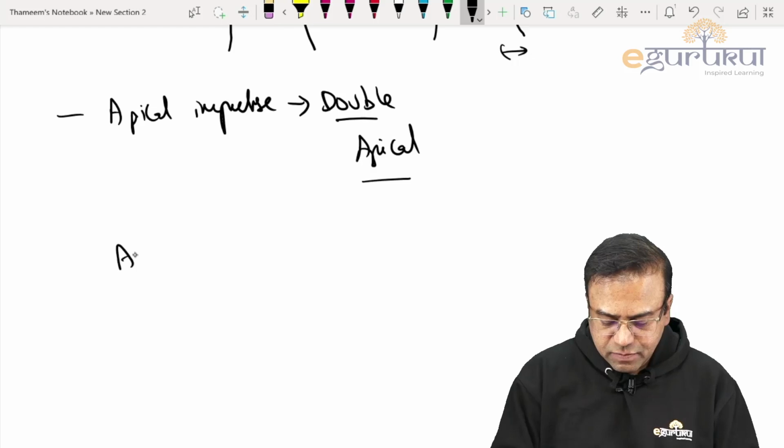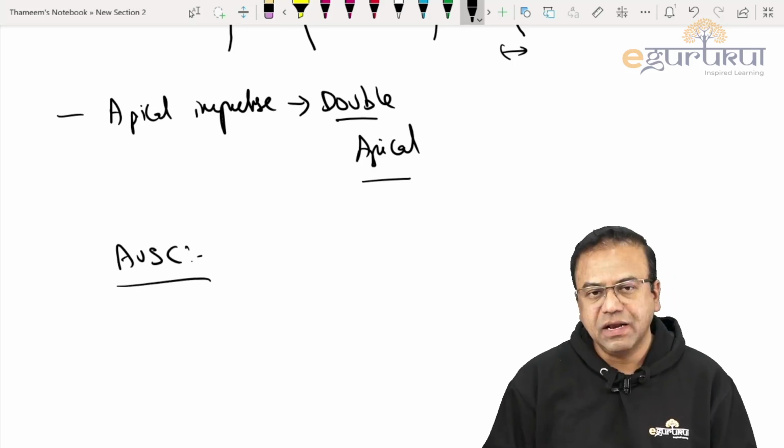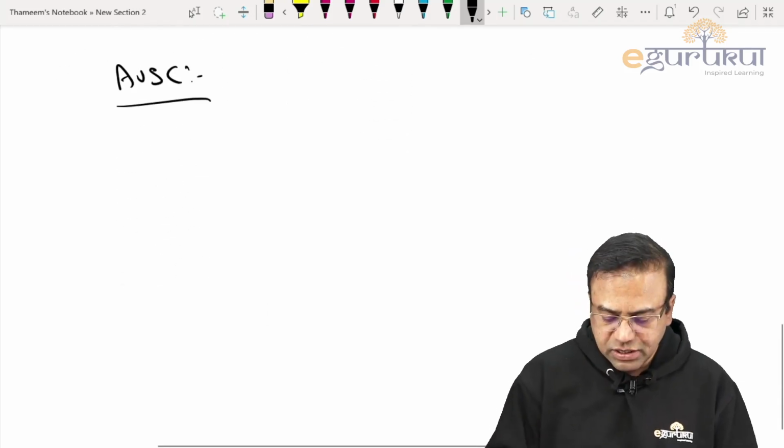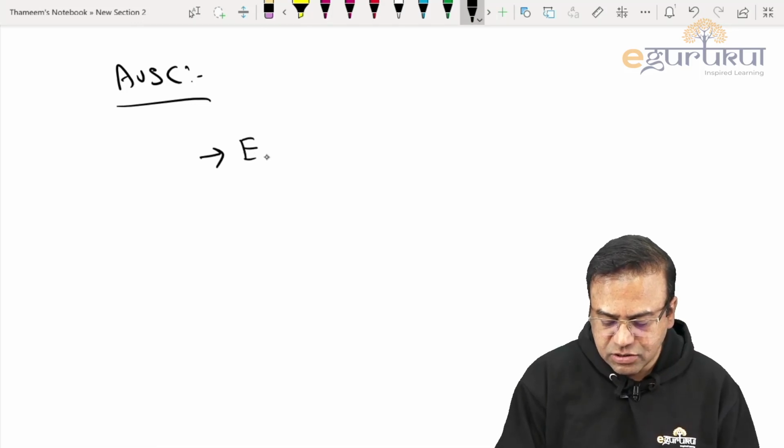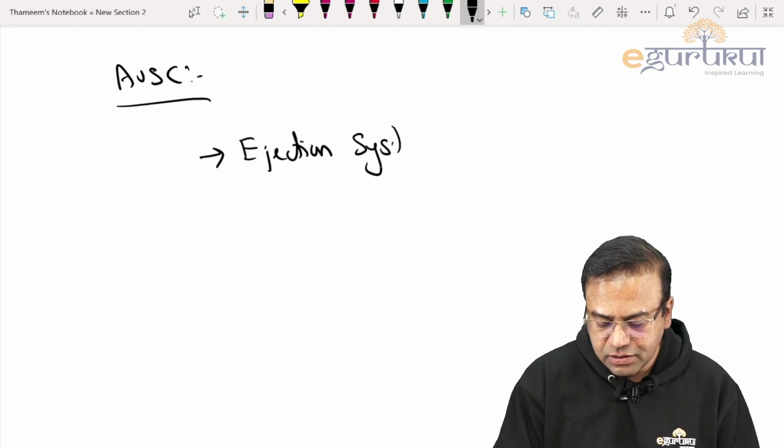On auscultation in these patients, I'm just focusing on the salient features, the main features. On auscultation, you will see these patients having an ejection systolic murmur, which is a crescendo-decrescendo murmur. Ejection systolic murmur.